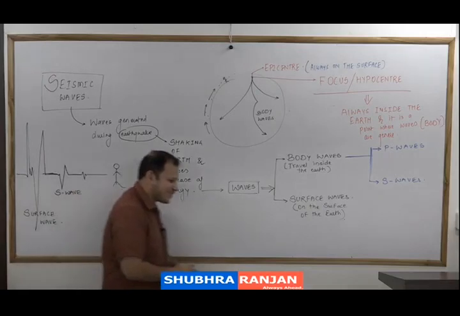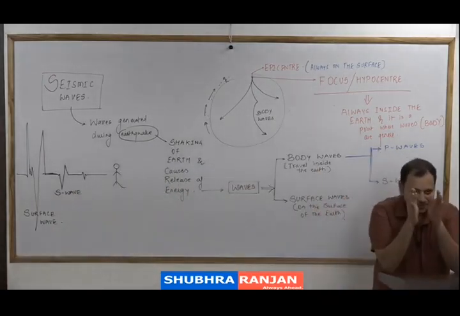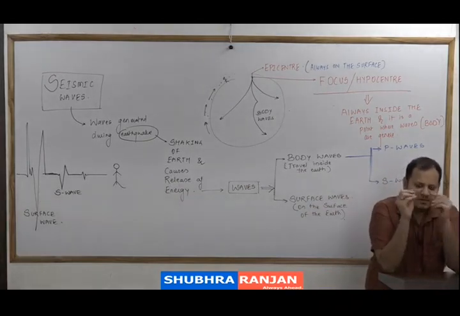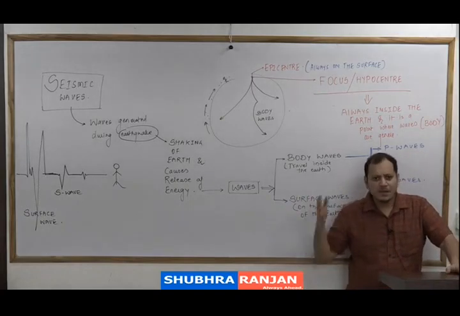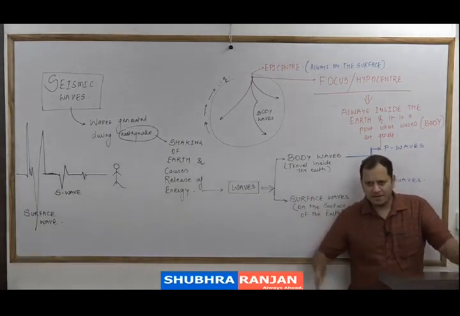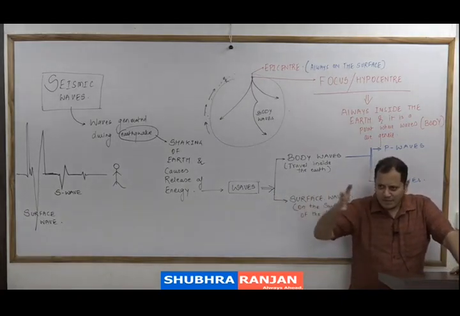So this is how the waves come on the surface of the earth: P wave, S wave and the surface wave. P wave in the form of tremors, second the S wave. When the P wave comes, generally the building or the cot or the fan will shake in this manner.